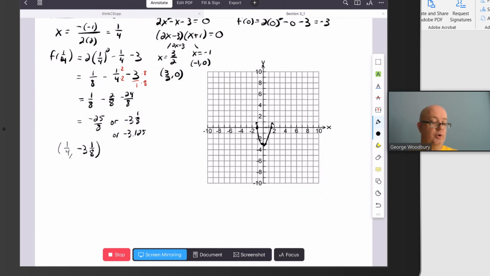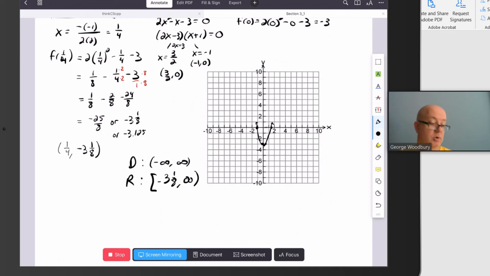Now, for the domain, as all the other examples, that's all real numbers, but the range, it drops down to -3 1/8. So bracket -3 1/8, comma, infinity.